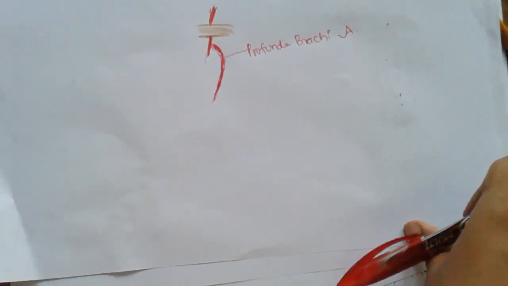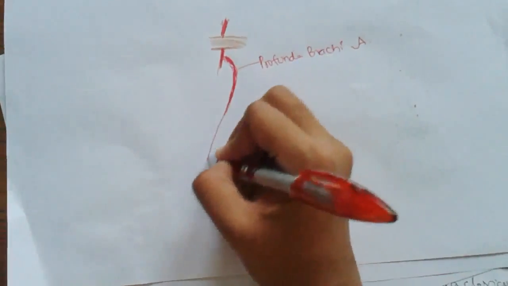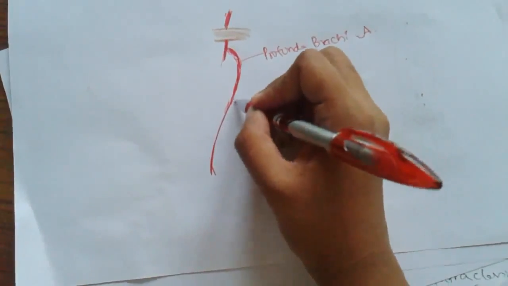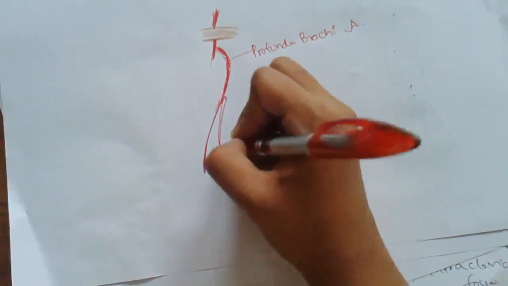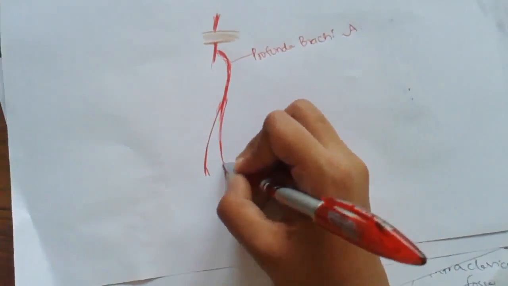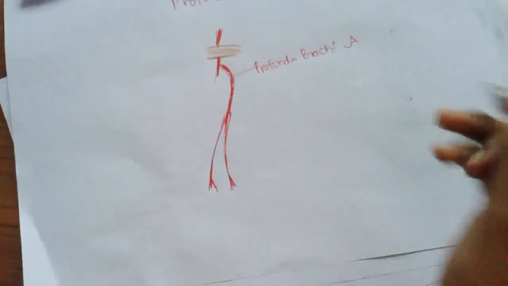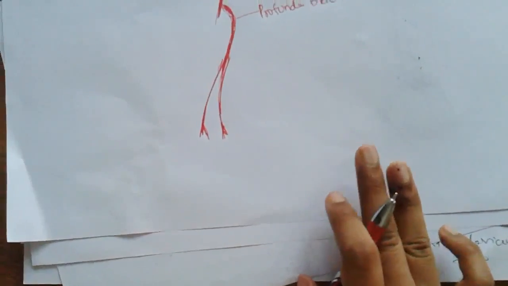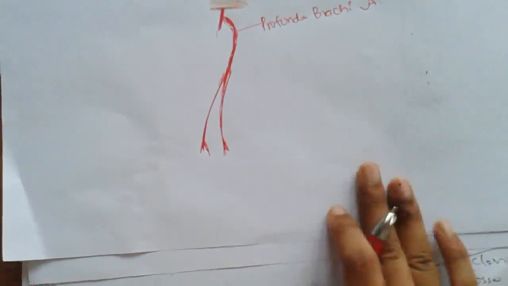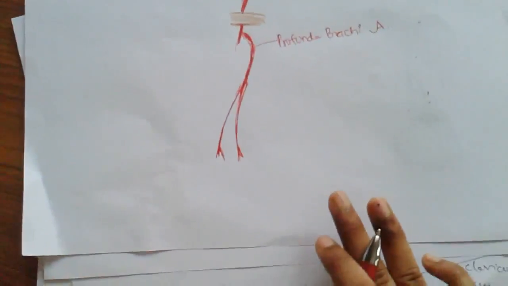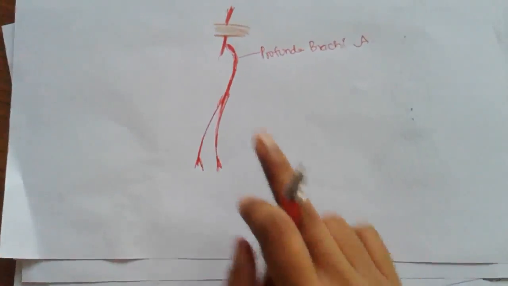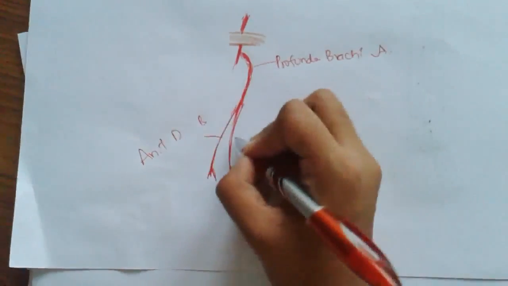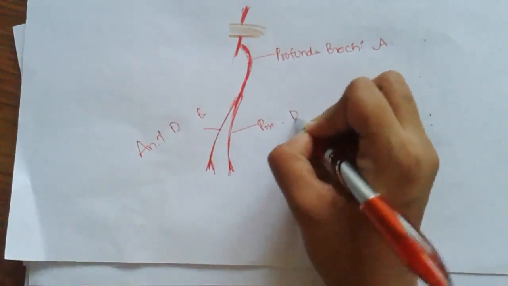then it divides into two branches: anterior descending branch and posterior descending branch. Anterior descending branch and the posterior descending branch. These two branches are given by the profunda brachii artery. Let me say, this is anterior descending branch. This is posterior descending branch.